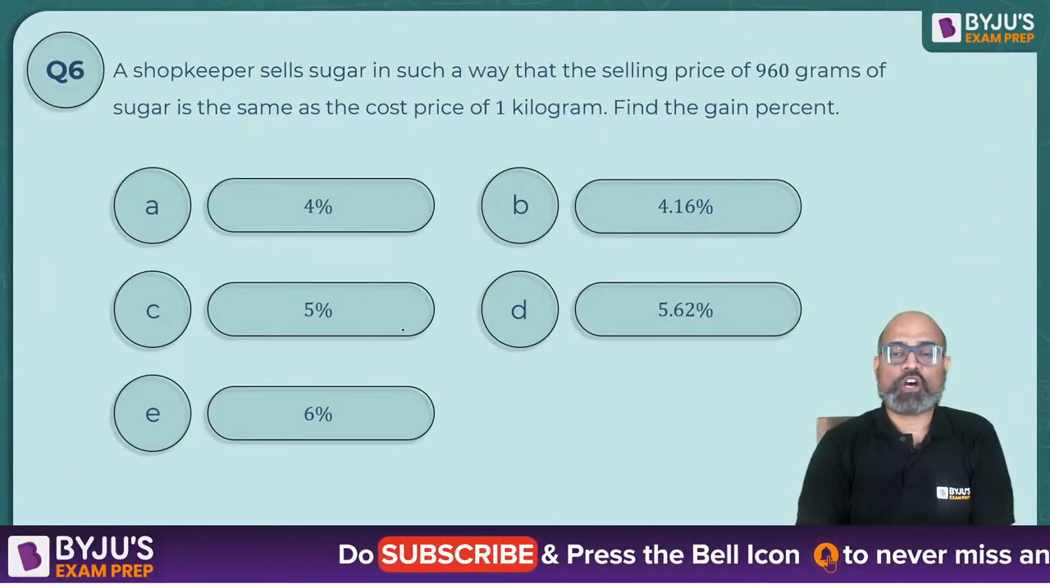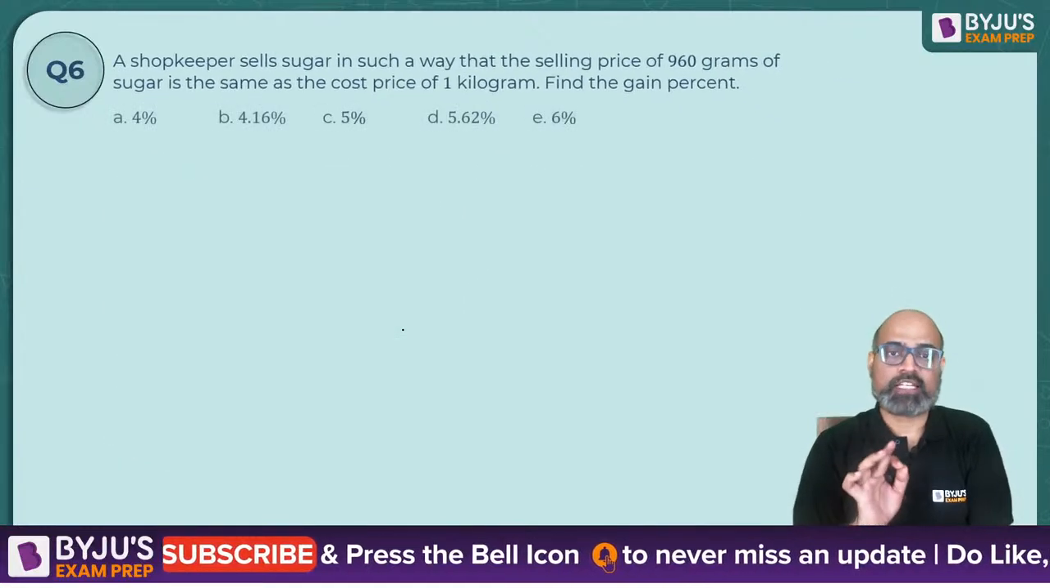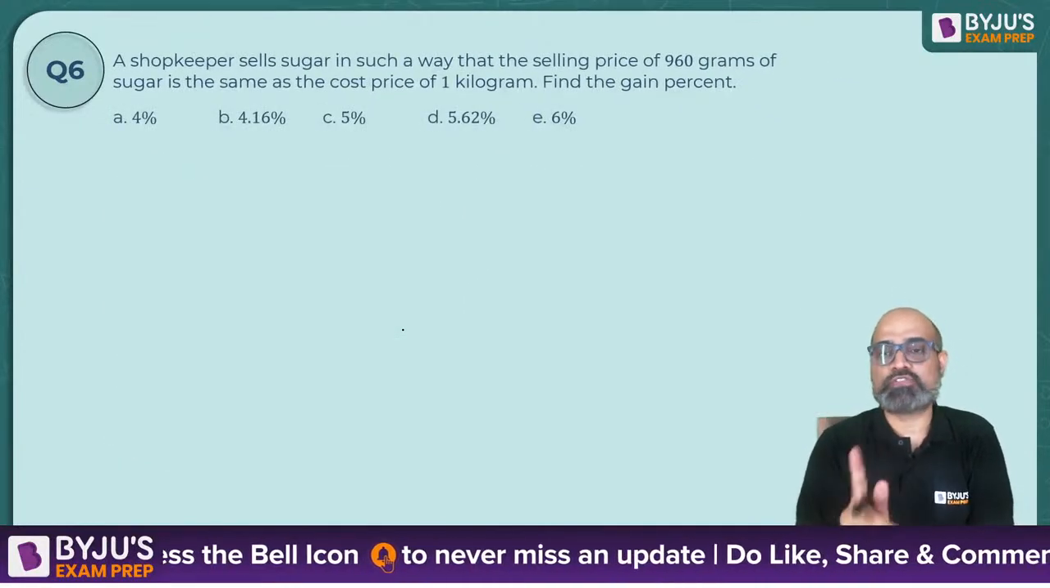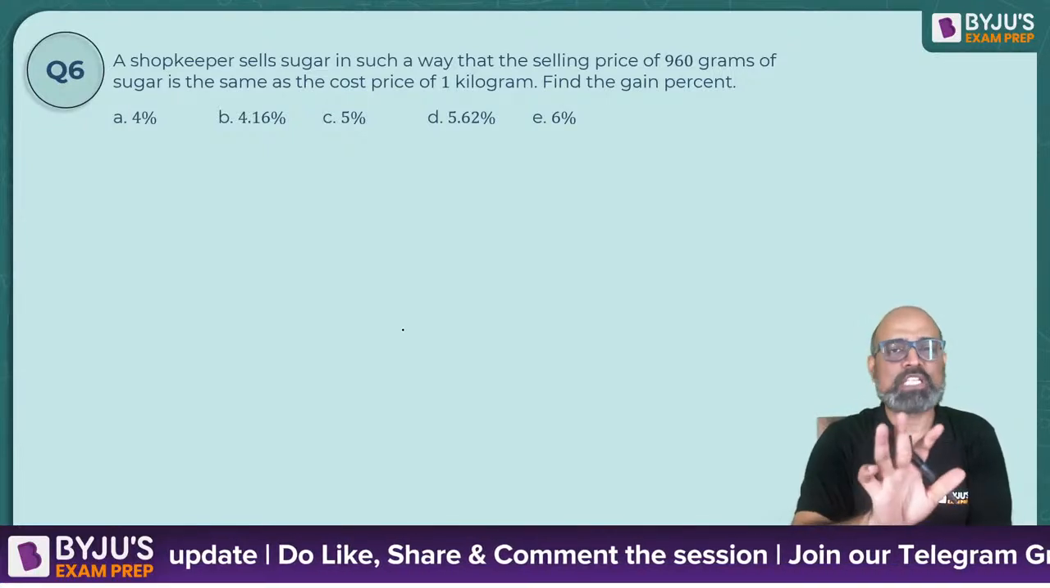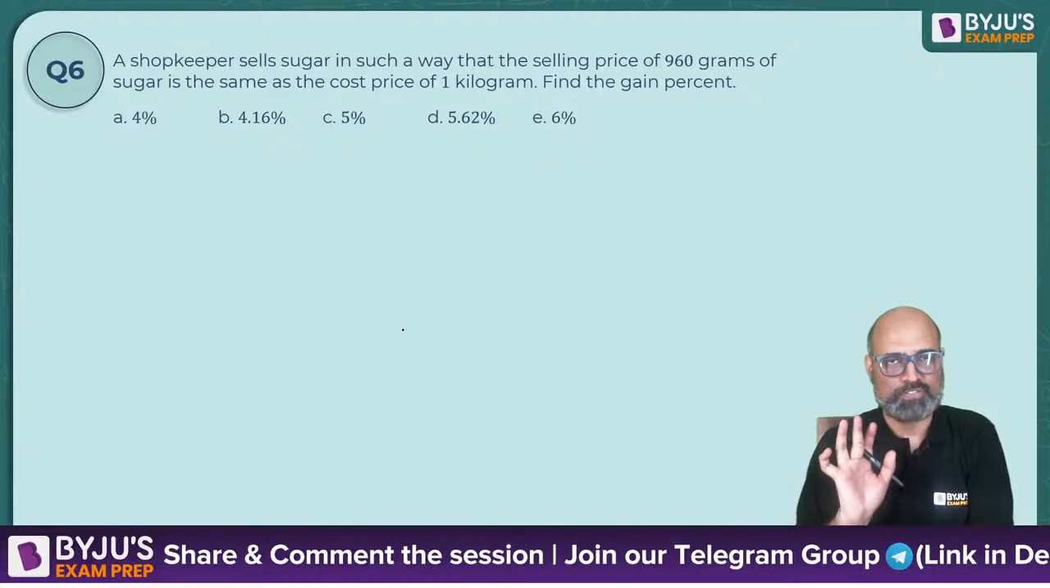So the question is, a shopkeeper sells sugar in such a way that the selling price of 960 grams of sugar is same as the cost price of 1 kilogram. 1 kilogram matlab 1000 grams. I hope everybody is aware of that.